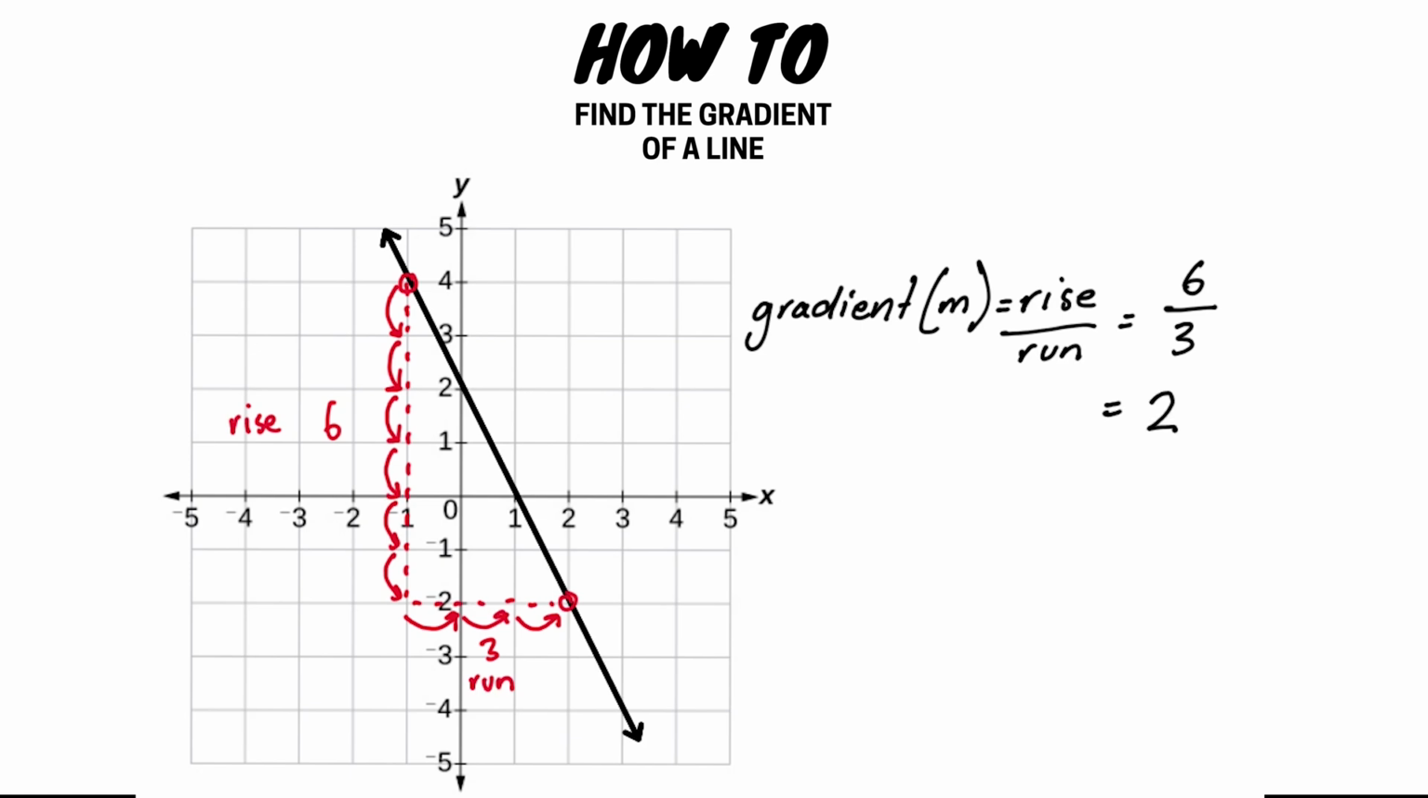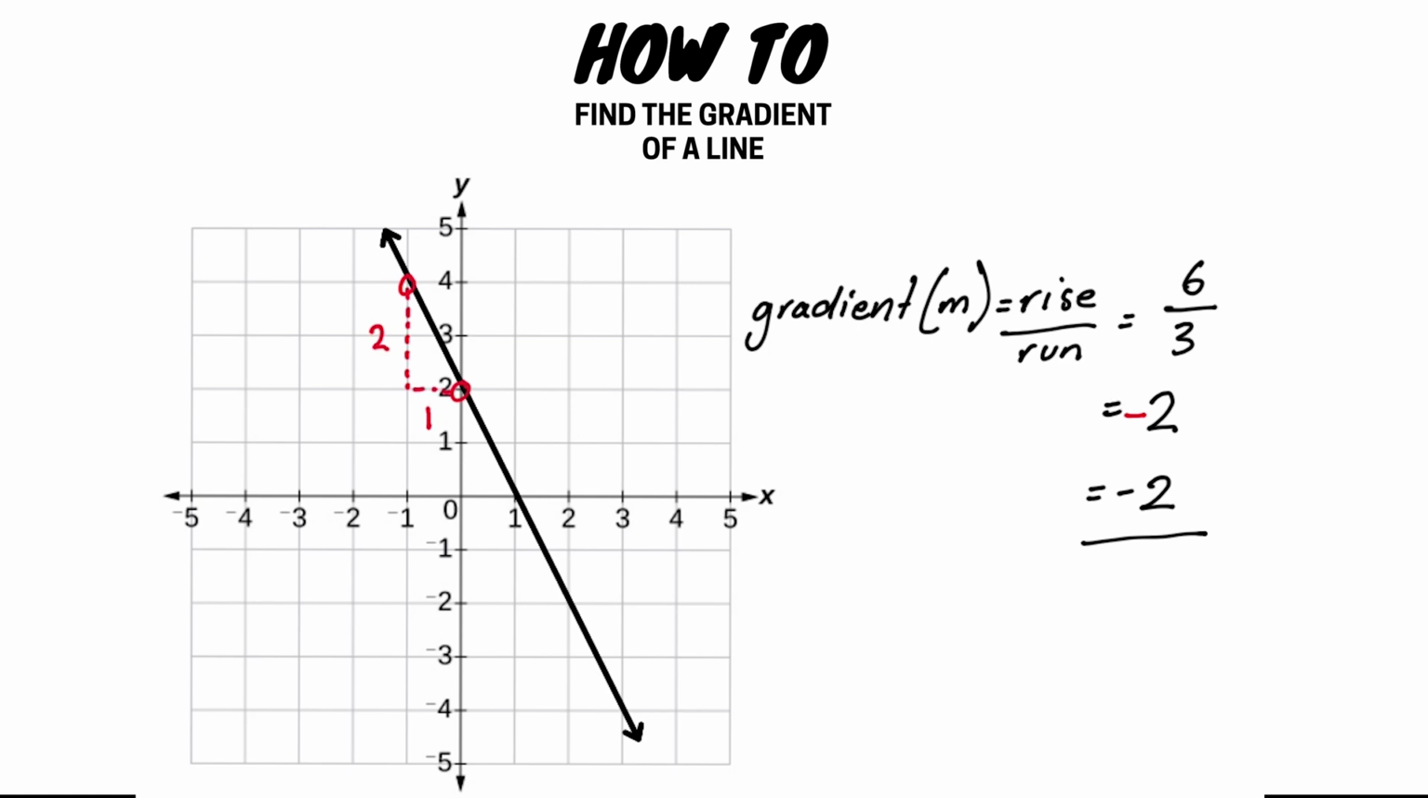So this is where it's important to note that the line slopes downwards from left to right, indicating that the line has a negative gradient. So don't forget to change your gradient to a negative number. In this case, our gradient will be -2. Once again, it doesn't matter which 2 points you choose, the gradient will remain the same.